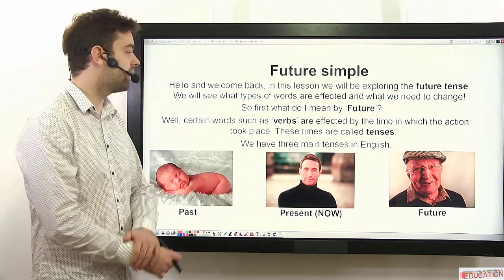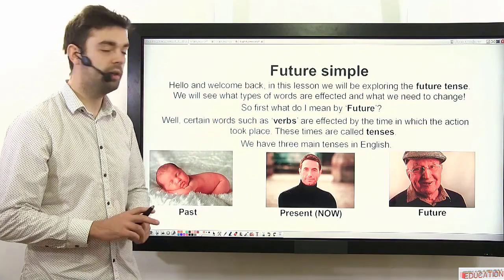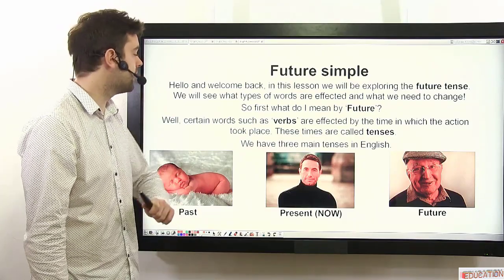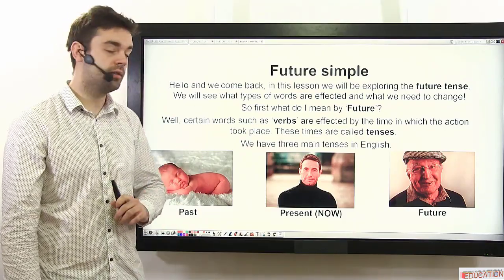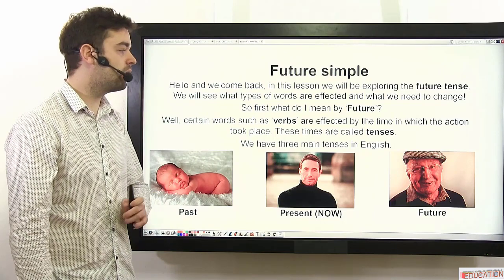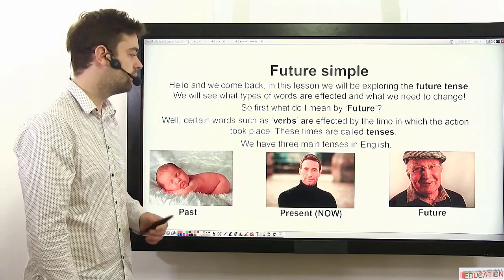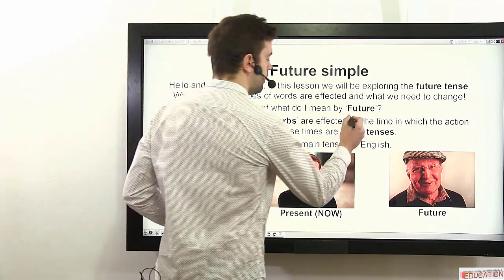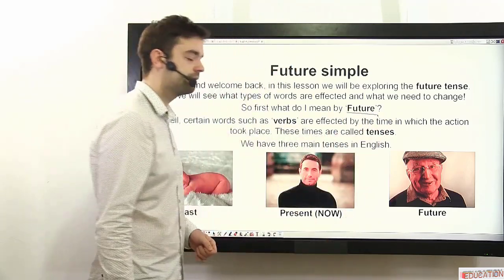Hello and welcome back. In this lesson, we will be exploring the future tense. We'll see what type of words are affected and what we need to change. So first of all, what do I mean by future?